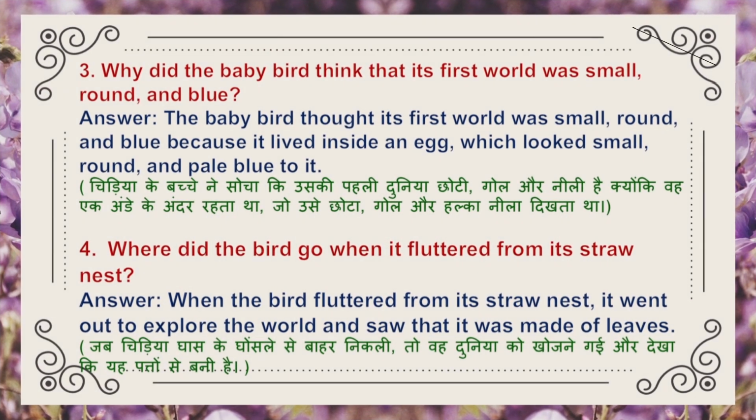Question: why did the baby bird think that its first world was small, round and blue? Answer: the baby bird thought its first world was small, round and blue because it lived inside an egg, which looked small, round and pale blue to it.